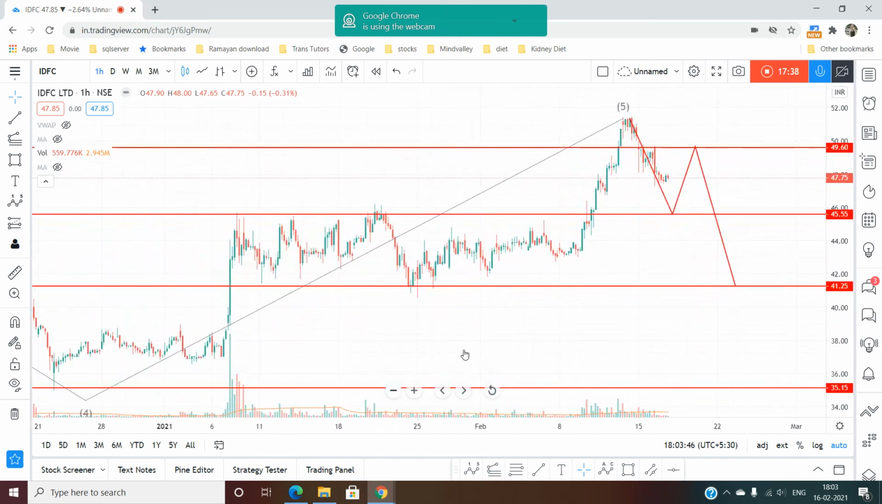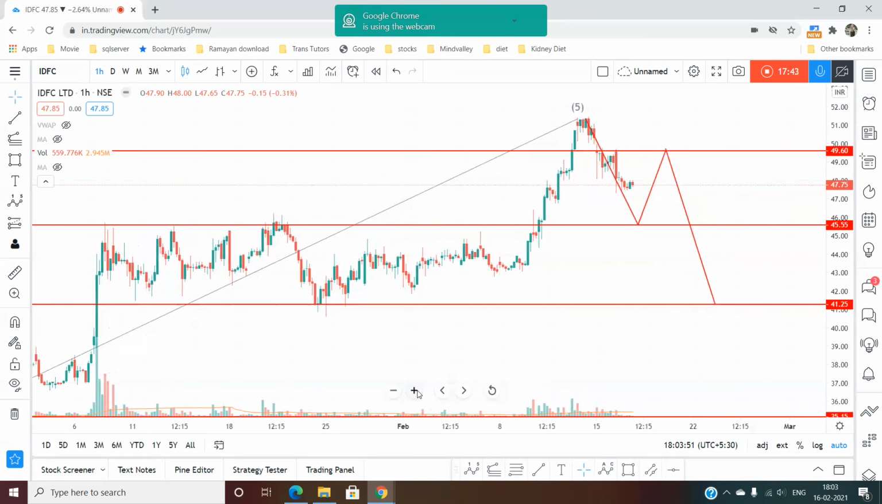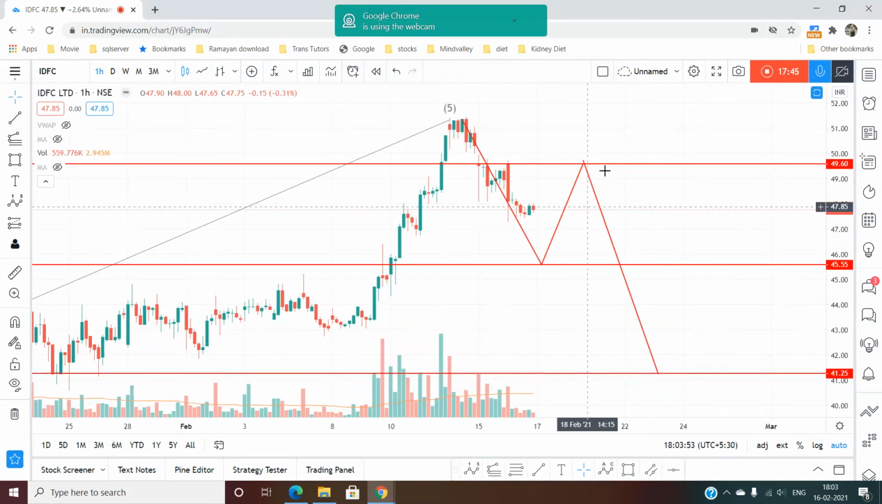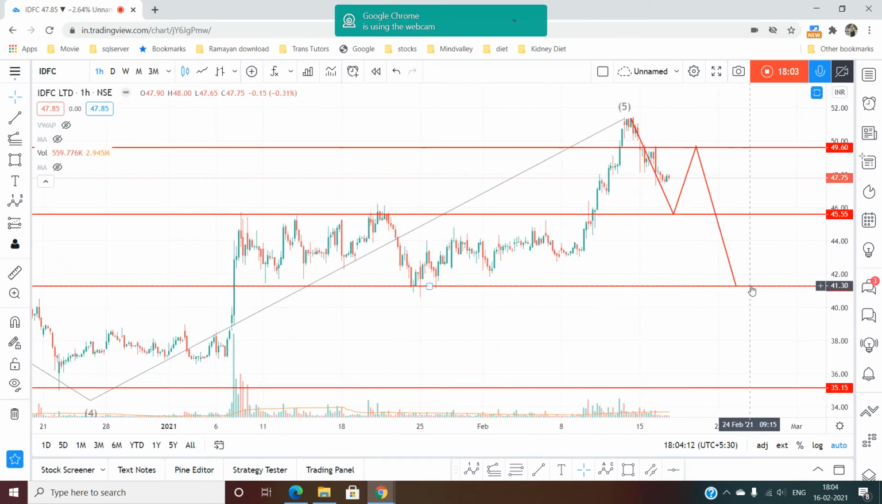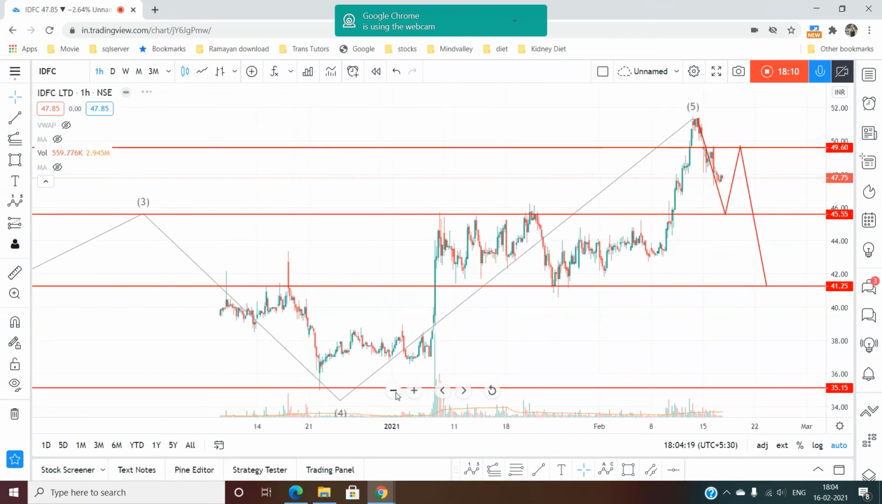Okay, but price action is very important, more than the waves. If it goes above 49, you need to buy. If it goes below 45.55, then we have to wait for it to come to 43 and then 41. We need to buy in installments, right? If it goes below 41, we need to be warned right now. And if it goes to 35.5, that will be a bigger problem.